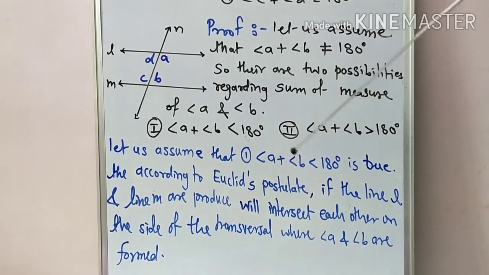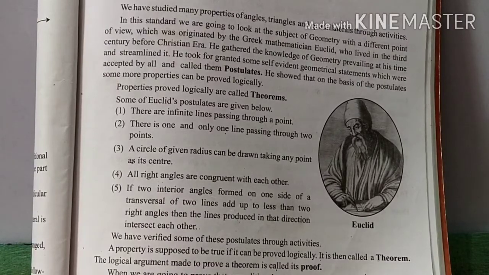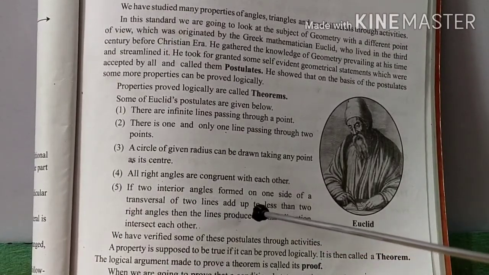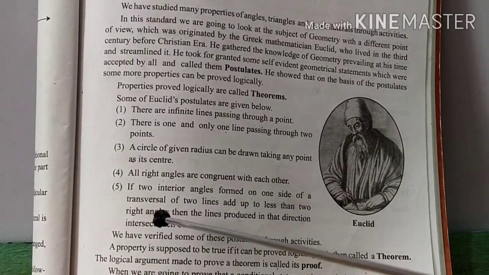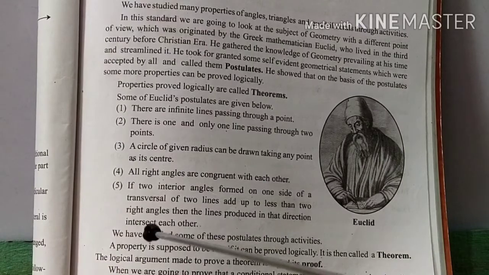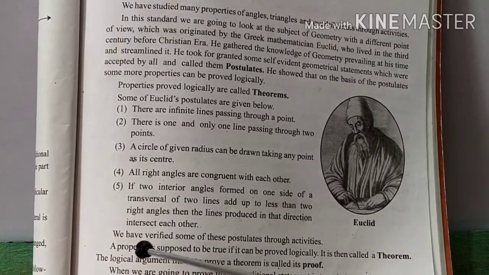If the sum is less than 180 degrees, then according to that postulate, as you turn to page number 9, here we have that postulate. If two interior angles formed on one side of a transversal of two lines add up to less than two right angles, then the lines produced in that direction intersect each other. Getting this point?